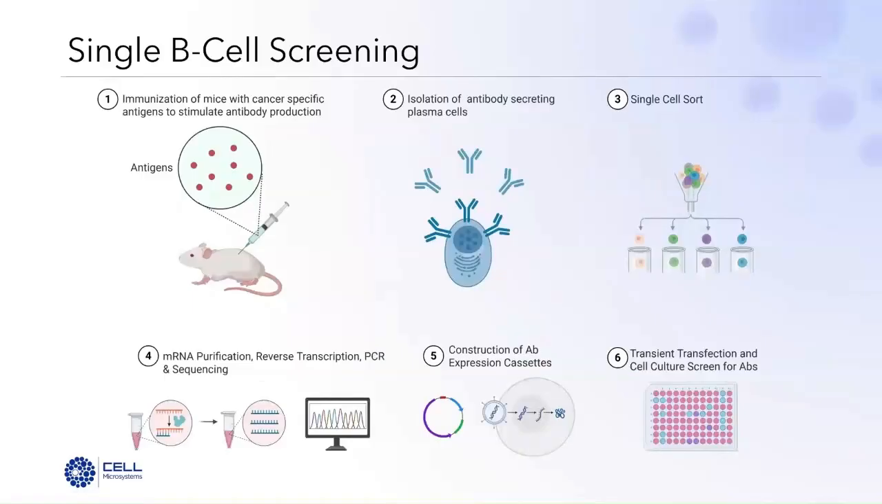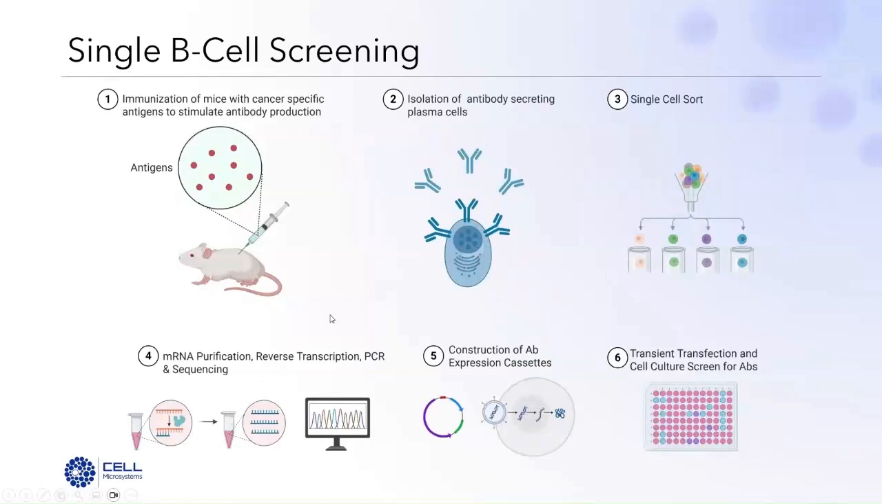All of this work was done in collaboration with our co-PIs at Duke, who allowed us to use their animals and their workflow to validate single B-cell screening on the platform. If you're not familiar with single B-cell screening, it starts the same exact way that the hybridoma workflow does.